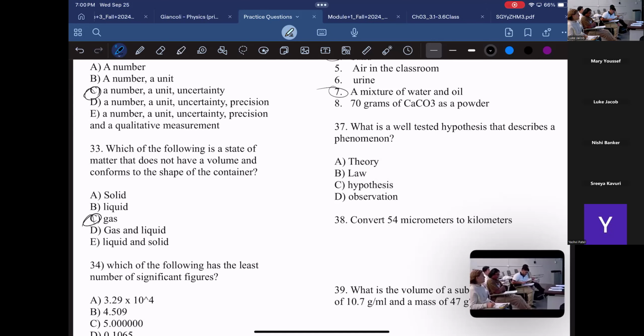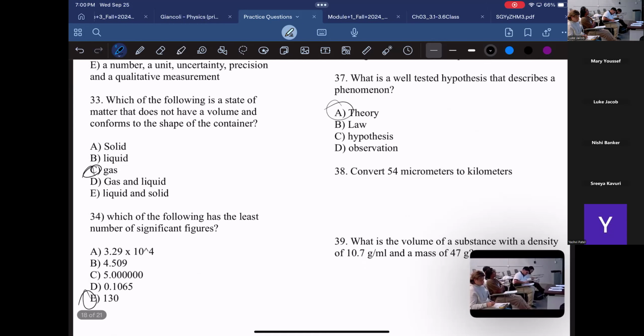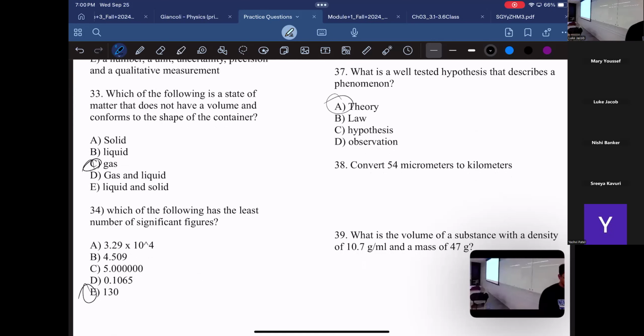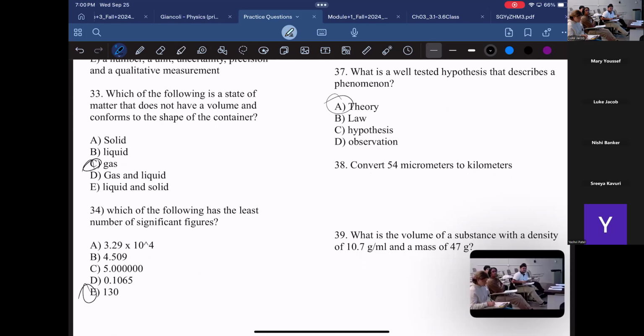What is the well-tested hypothesis that describes a phenomenon? Okay, that's wrong. I said theory. It is theory. Good job. A law is something that is an observable thing in nature, I guess. Laws can't change.